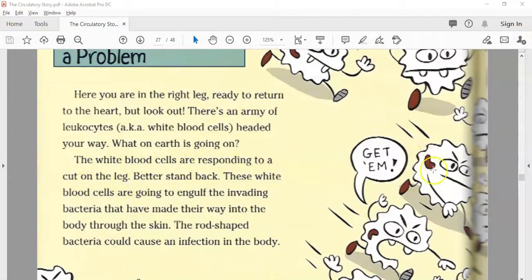Oh, boys and girls, so what are these little white things that have a little mean face? They're called white blood cells.